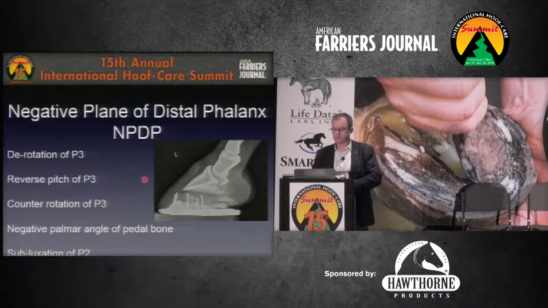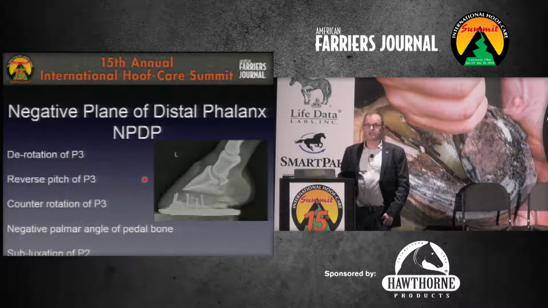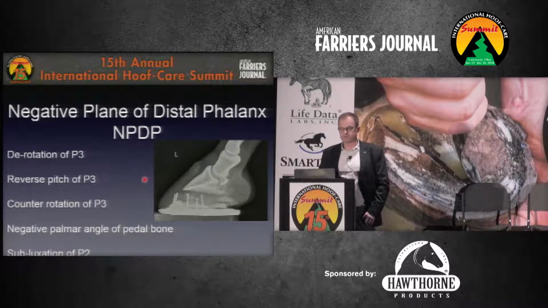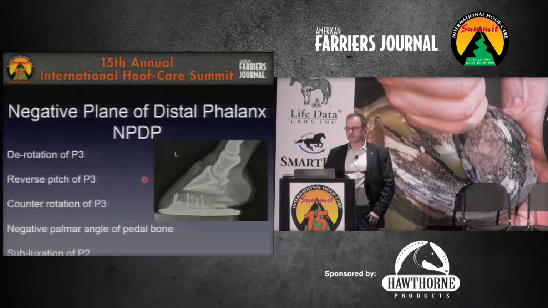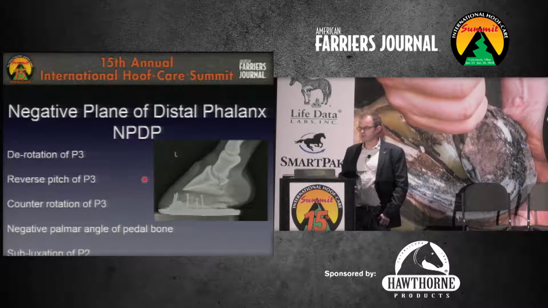So negative planar distal phalanx, you'll recognise all this terminology: derotation of P3, reverse pitch of P3. I quite like that. Some of you have seen Mike Savoldi's lectures. He calls it pitch and yaw, and it's quite a good descriptive term. So reverse pitch of P3, counter rotation of P3, negative palmar angle, negative plantar angle in the hinds.